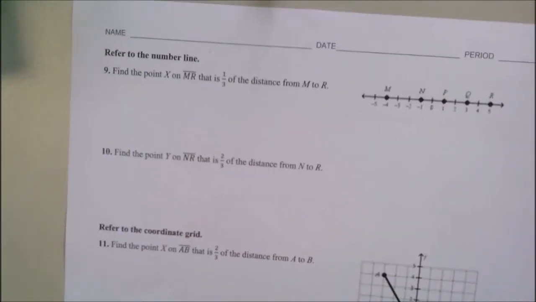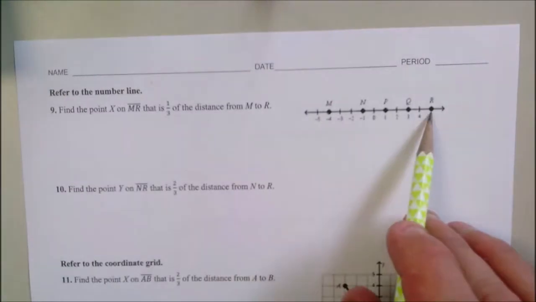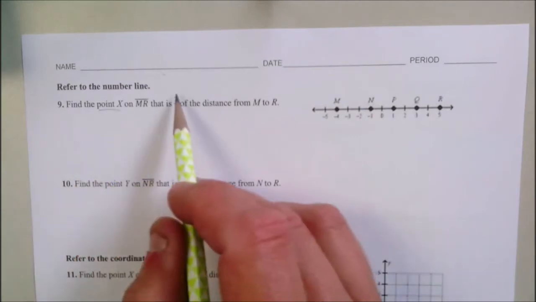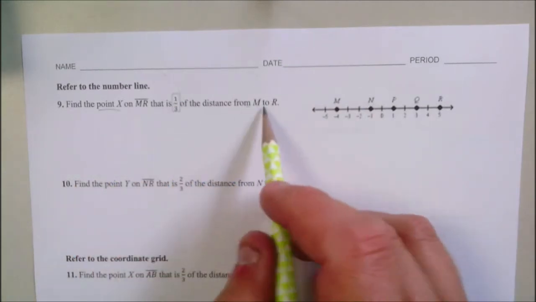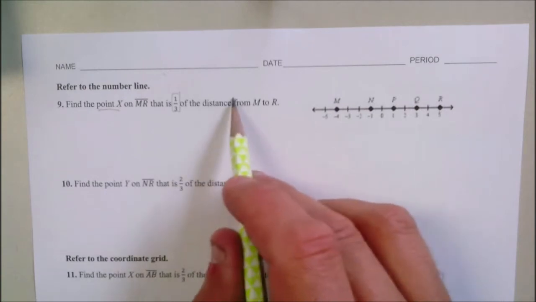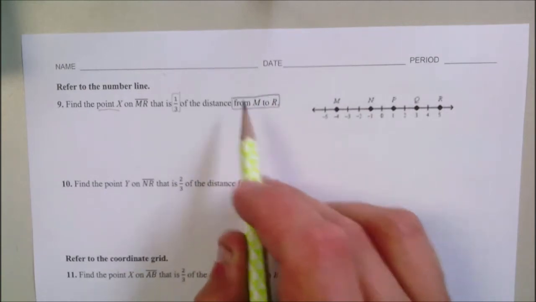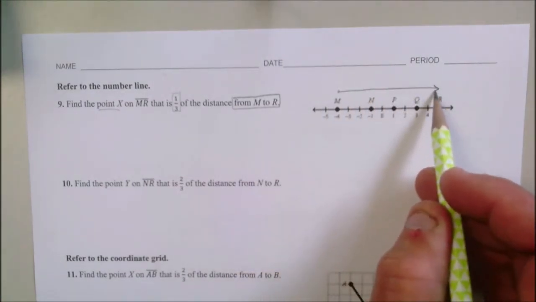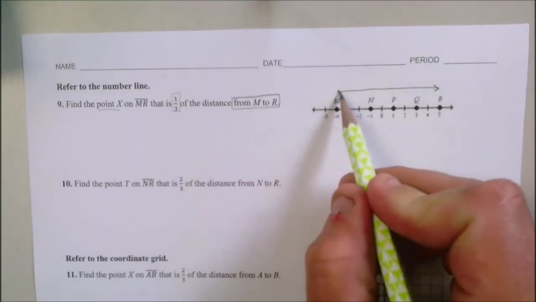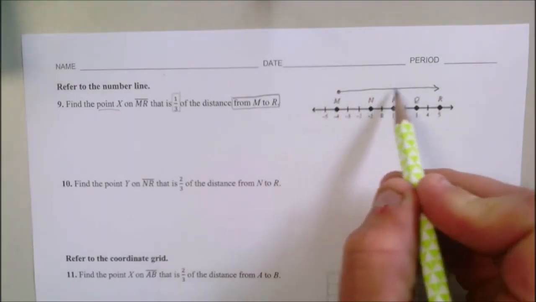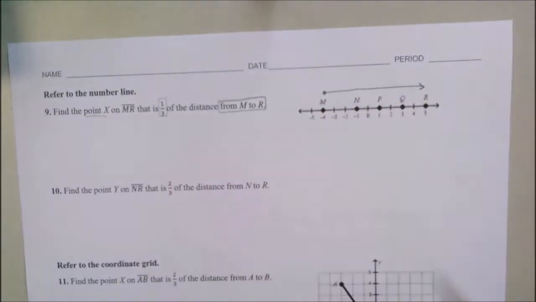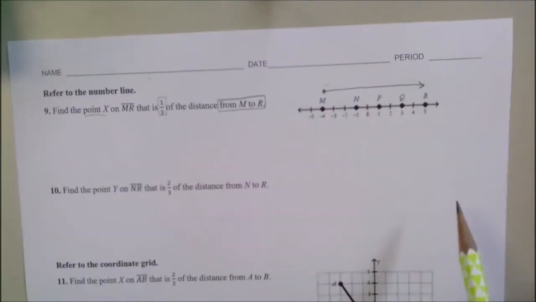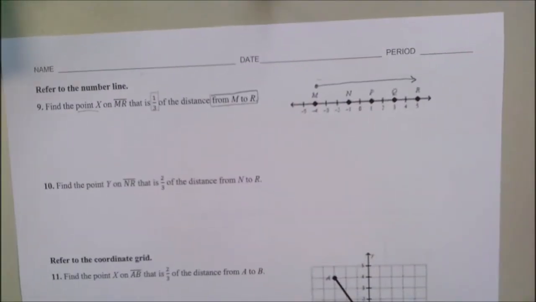In the first one, we have this line segment MR. From M to R is the line segment, and we want to locate a point X that is 1/3 the distance from M to R. Now, this phrase, from M to R, tells me what direction I'm heading. If I'm starting at M and heading to R, I also want to start with that fraction of 1/3 from here to there. If it was R to M, I would start at R and head back to M, and we'd be 1/3 of the distance that way. So again, know what direction you're actually heading.